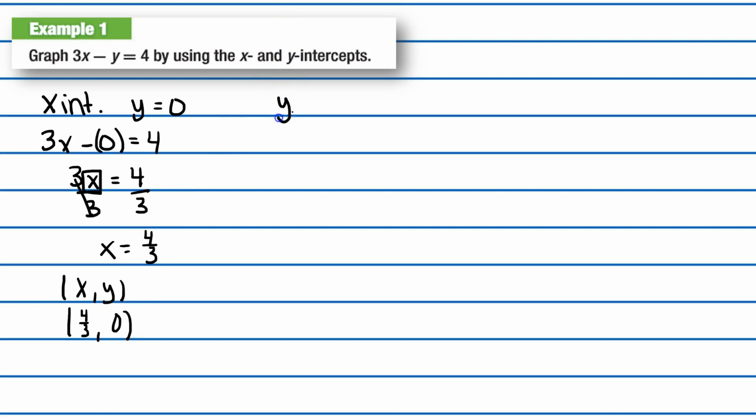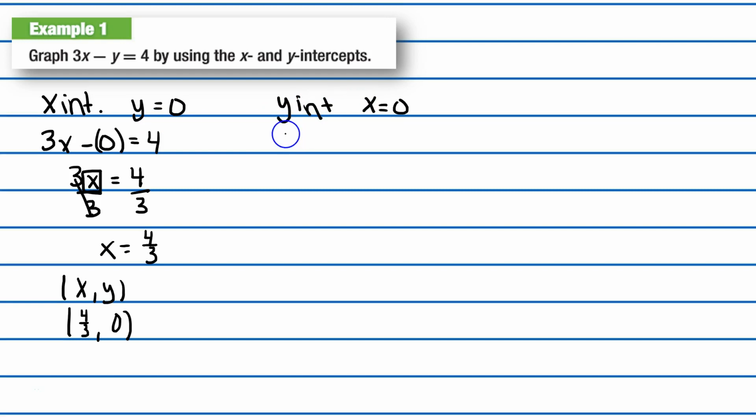Now let's try the y-intercept. And the y-intercept is when x is equal to 0. Notice when you're finding the y-intercept, x is 0. And then when you're finding the x-intercept, y is 0. And they just kind of flip-flop for whatever one you're looking for. Think about it like that.